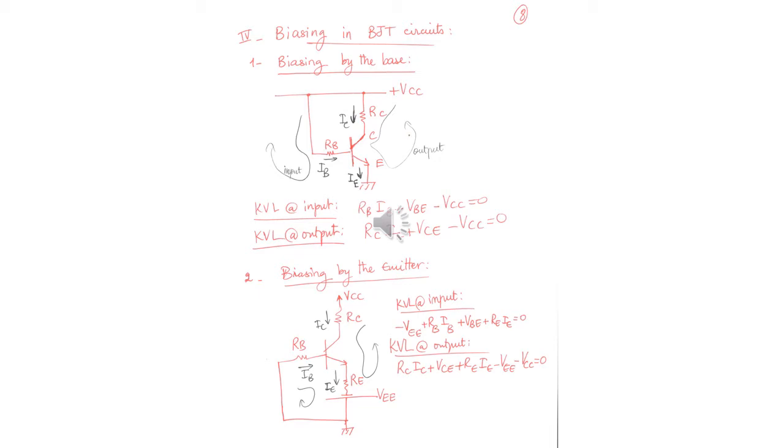Allow me to remind you that whenever you have the arrow, it's the positive of the voltage source. It is good to remind you that in all these slides for the bipolar junction transistor, we are using DC voltages.